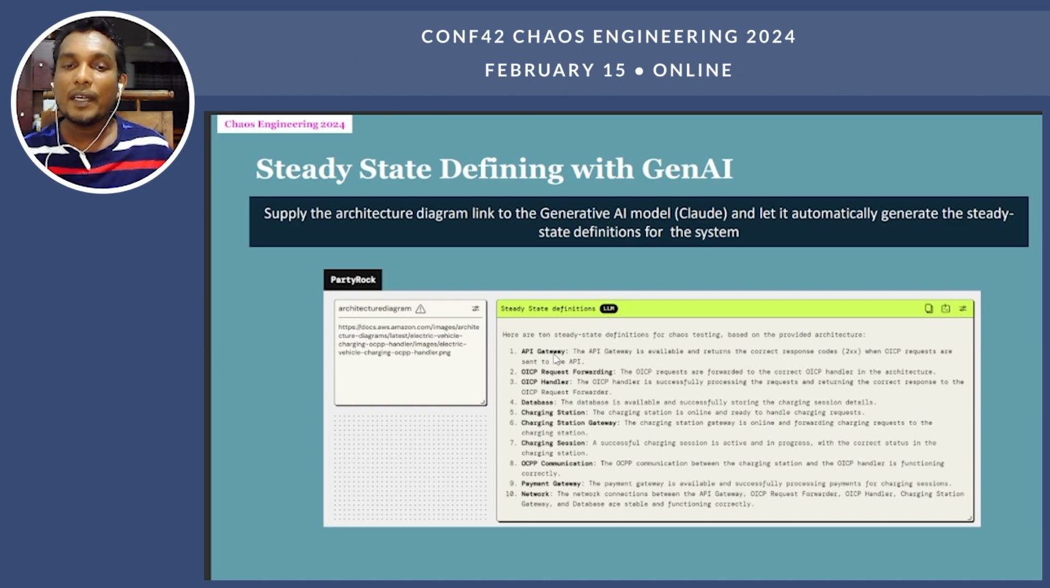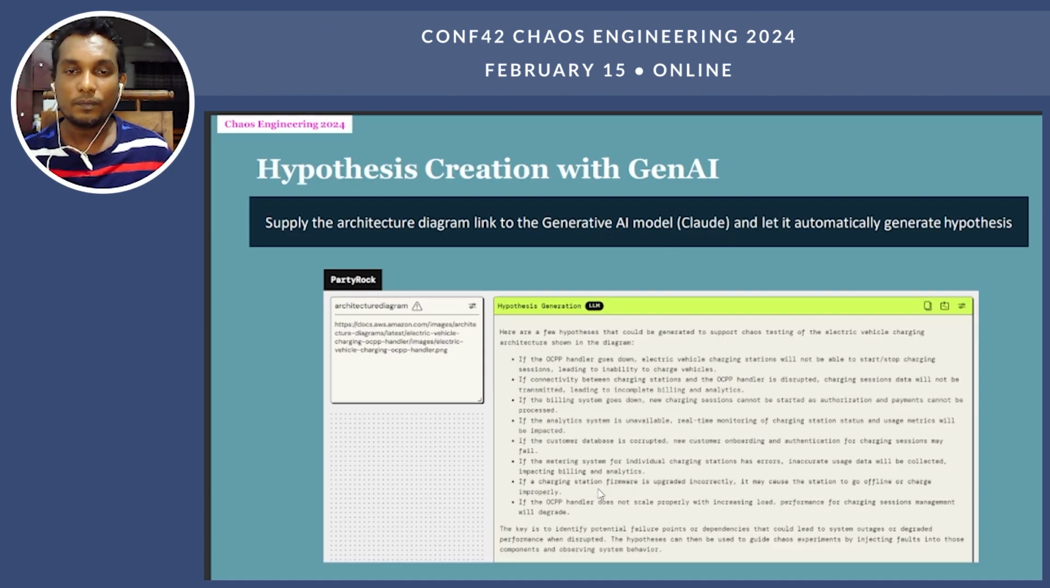It's saying the API gateway is available and returns the correct response code, 200, when OCPP requests are sent to the API. And likewise, it's able to list all the steady state definitions. For example, the payment gateway is available and successfully processing payments for charging sessions. So this is the steady state. Our generative AI is able to look at the architecture diagram and define what good means, without even humans being involved. So moving on, this is about hypothesis creation.